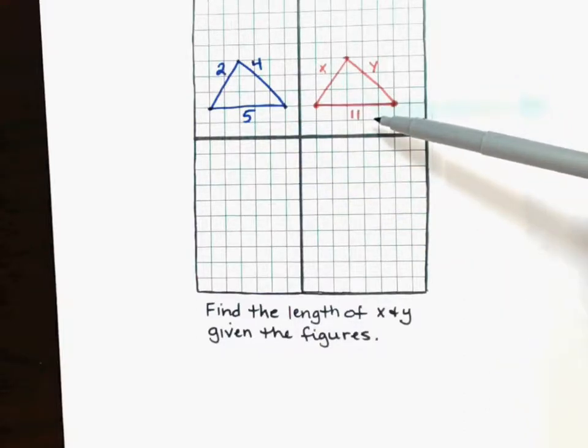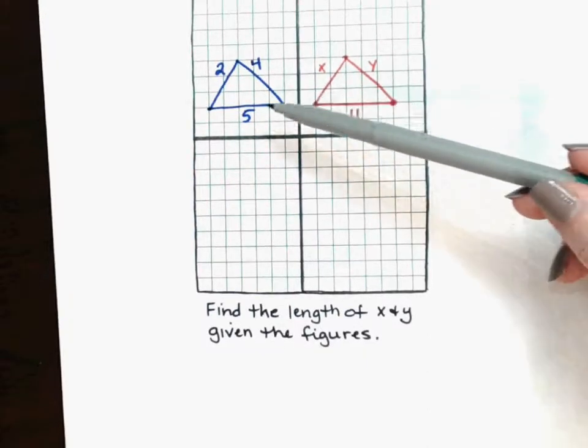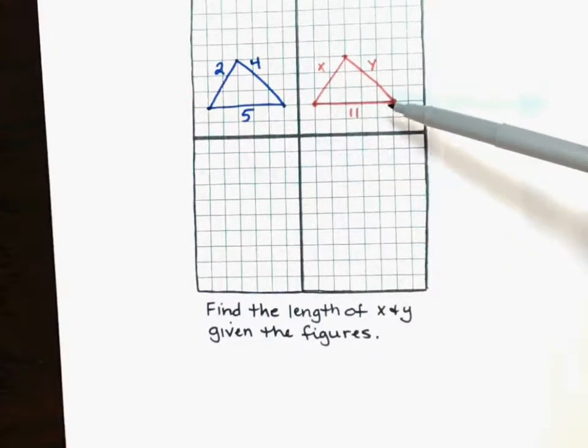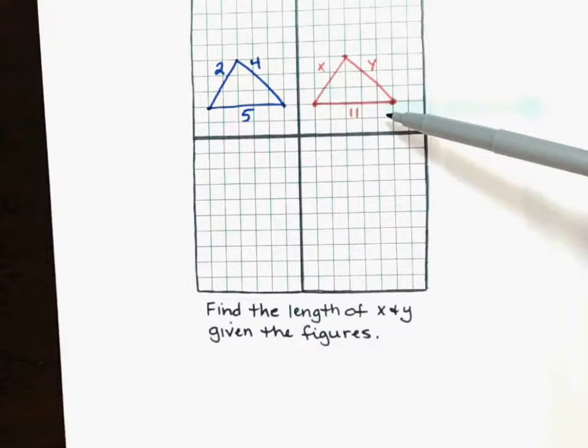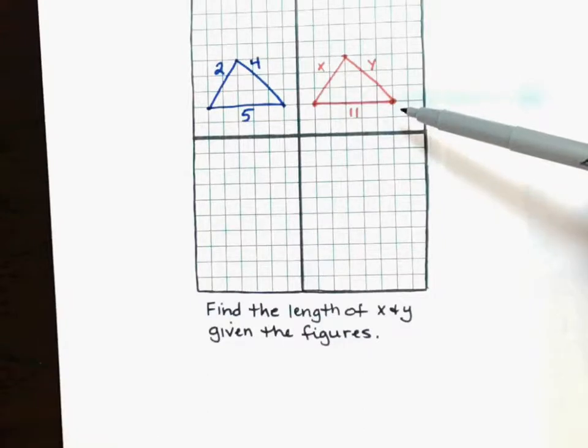Now in textbooks you might be given pictures that are similar to this, and you might be tempted to say that they are the same size because they look the same size. You always want to go by whatever the numbers say rather than what the picture looks like.